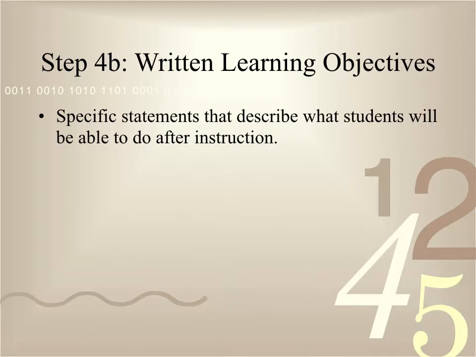So when we're writing our learning objectives, these are specific statements that describe what we expect our students will be able to do after instruction. It can be the physical skills, the psychomotor objectives, or it can be the written cognitive type thing, or it can be our affective domain. Again, these should define what the student should learn through our lesson.